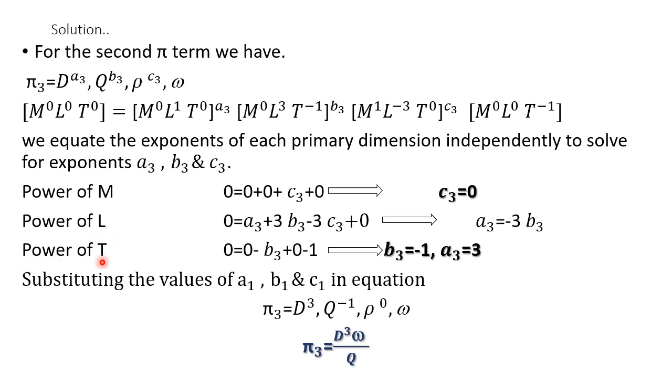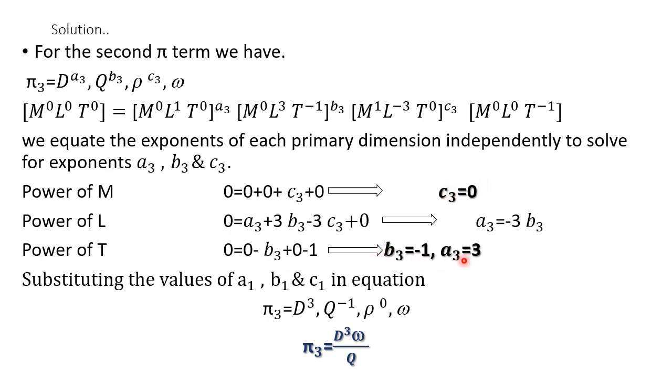So we get constants a3, b3, c3, and we substitute. When you compare the power of M, I get the constant c3 is equal to 0. When you compare the power of L, I get a3 is equal to minus 3b3. Next when you compare the power of T, I get b3 is equal to minus 1. Substitute this b3 equal to minus 1 here, then a3 will be equal to 3. So now I have identified a3, b3 and c3, all the three.